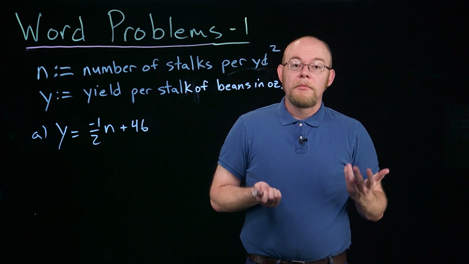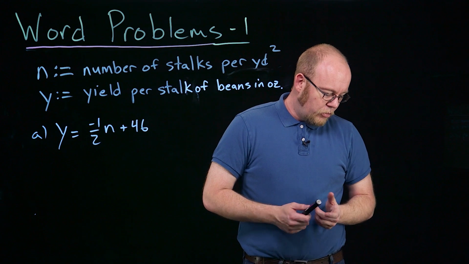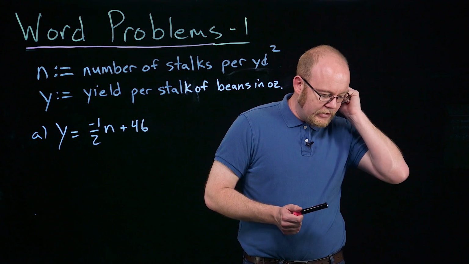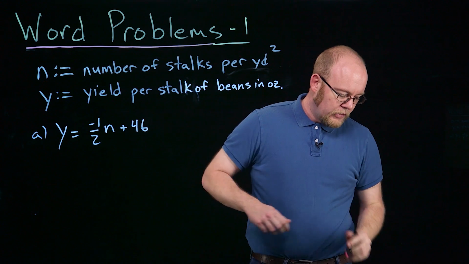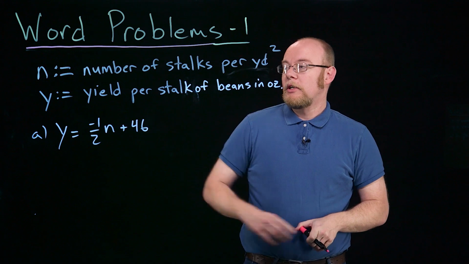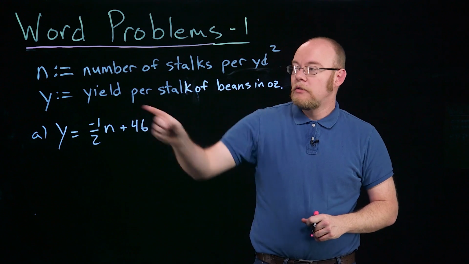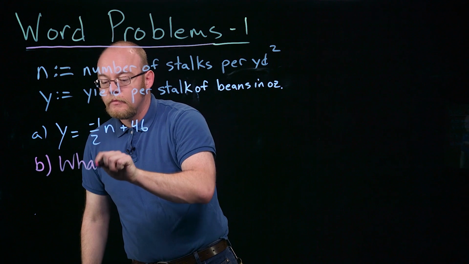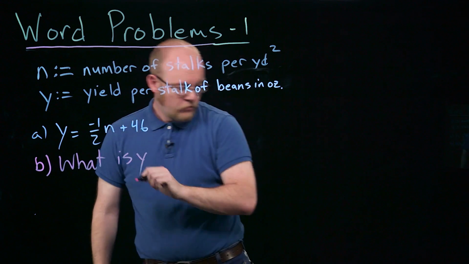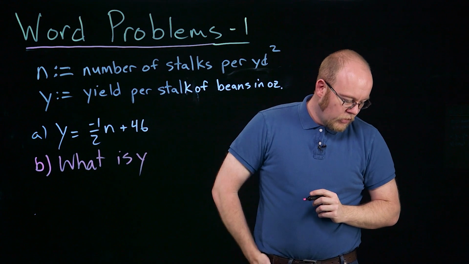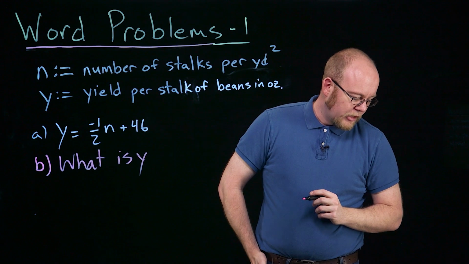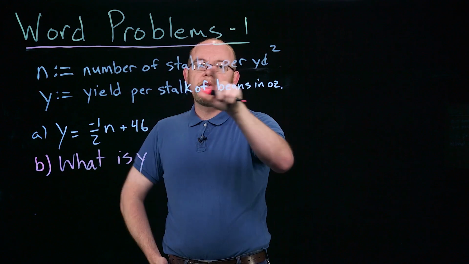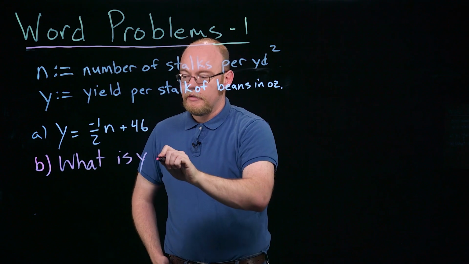Now we're going to solve part B and C of this problem. So part B asks us, what is the yield per stalk when 46 stalks are planted per square yard? So it says, what is the yield per stalk? So what is the yield? So what is y? When 46 stalks are planted per square yard. So when the number of stalks planted per square yard is 46.